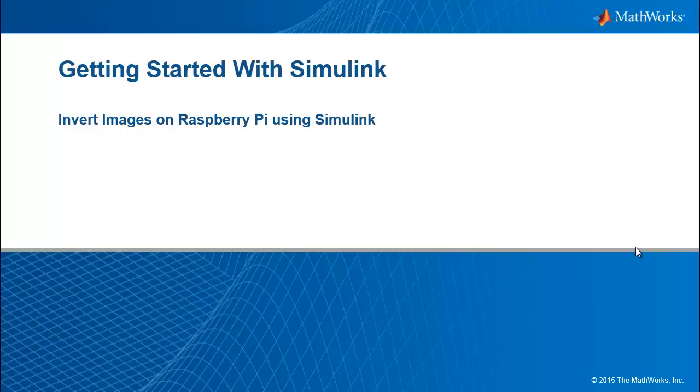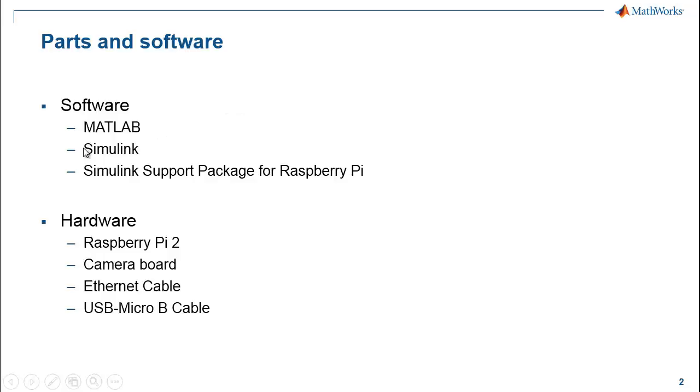In this demo, we will see how to use Simulink to invert the images on a Raspberry Pi board. In simple words, image inversion means that the black portions of the image become white and the white become black. For this, I have MATLAB, Simulink and Simulink support package for Raspberry Pi installed.